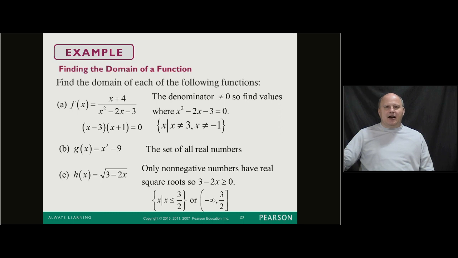Parentheses, negative infinity, comma, 3 halves with a bracket. Now notice the 3 halves has a bracket on it. What does a bracket mean? A bracket means you include the endpoint. Parentheses mean you do not include that number at the endpoint. And since negative infinity is not really an endpoint anyway, it always gets parentheses. So 3 halves is where you end, and it said less than or equal to, and the key word here is equal to, so it gets a bracket. So anything less than or equal to 1.5.